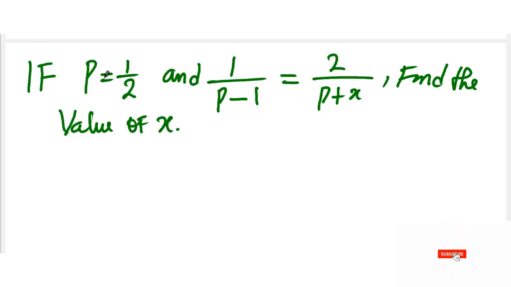All right, so in this video, we are required to find the value of x if p is equal to 1 over 2 and 1 over p minus 1 is equal to 2 over p plus x. Now, to be able to solve this problem, we need to eliminate p so that we'll be able to get x. So what does that imply?